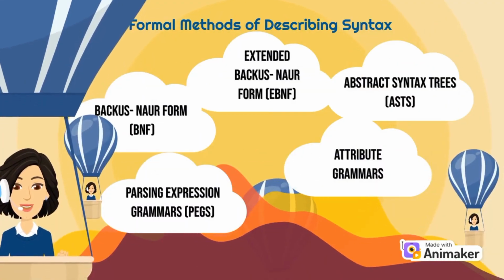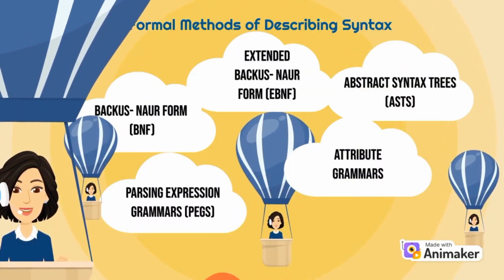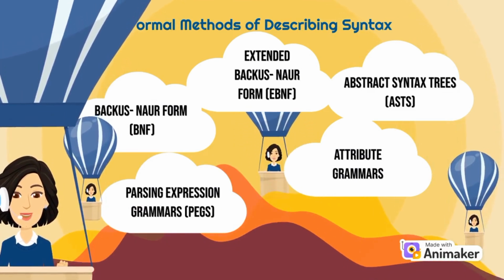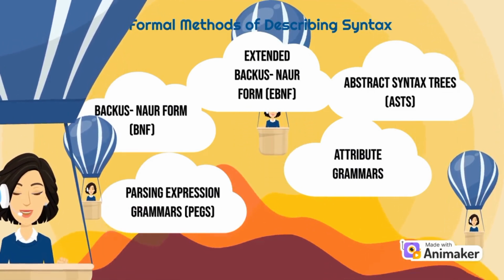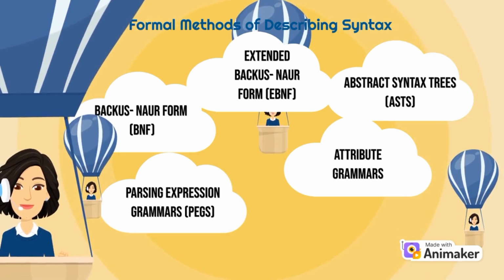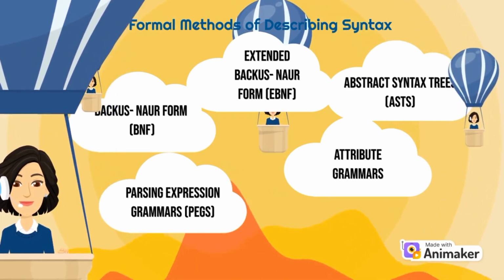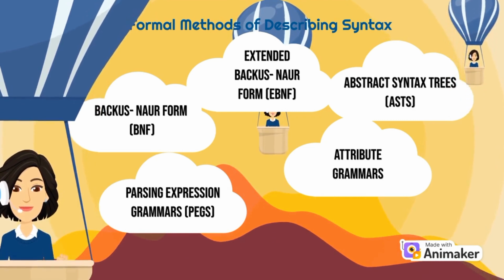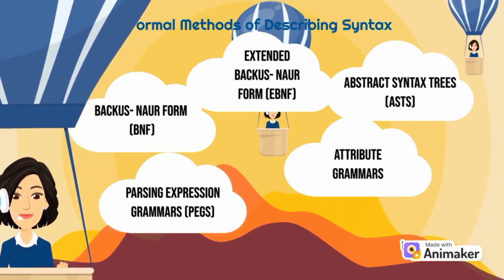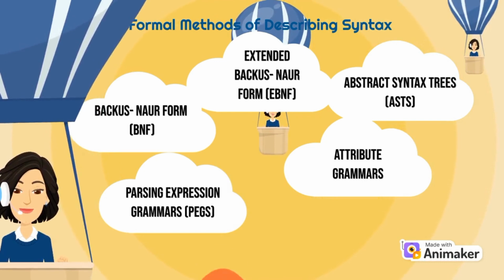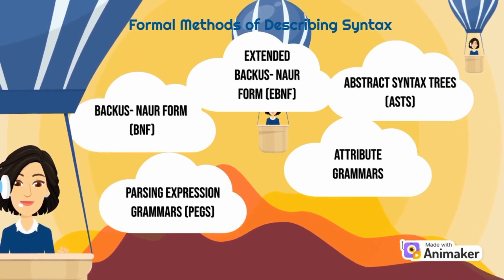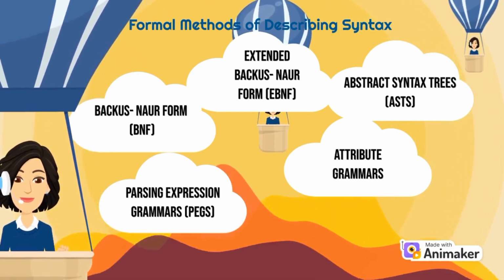Backus-Naur Form, or BNF, is a notation used to describe the syntax of a programming language or other formal language. Extended Backus-Naur Form, or EBNF, is a collection of extensions to Backus-Naur Form. Abstract syntax trees, or ASTs, are a data structure that represents the syntax of a program or other formal language.